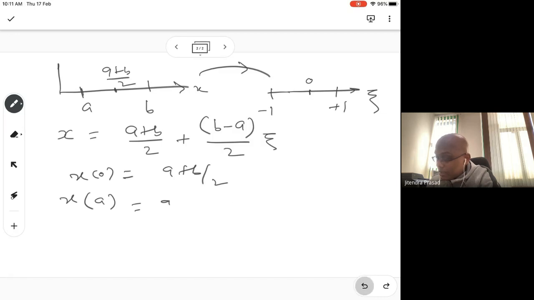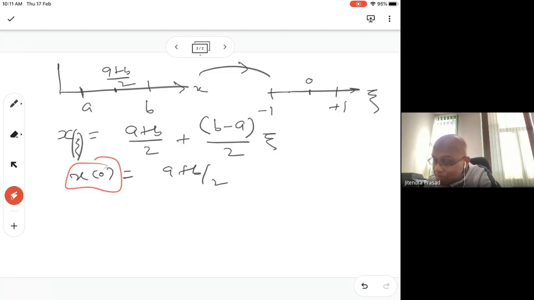Not like that. Not x equal to a. x is a function of xi. So x as a function of xi is given like this. So x at xi equal to 0 is this, which is correct. So this is the point in between.